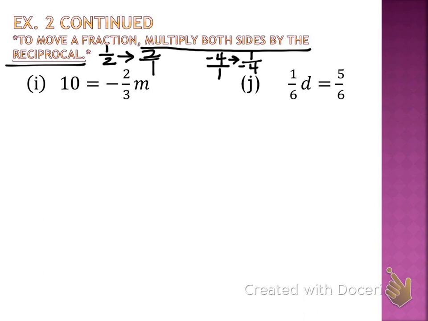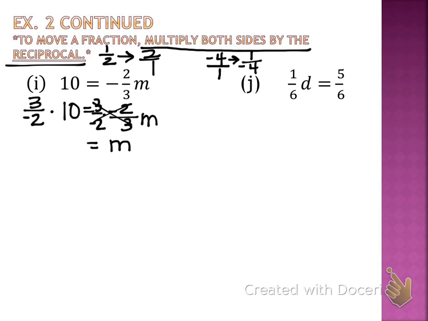Now, if we look at letter I, we have a negative 2/3. So let's assign the negative to either the numerator or the denominator. Isaiah, you want to give it to the numerator or you want to give it to the denominator? Numerator. So you're saying negative 2/3 times m. Okay, so if we're going to multiply both sides by the reciprocal, Isaiah, what's the reciprocal? 3 divided by negative 2. So we're going to multiply both sides by 3 divided by negative 2. Now over here, it still should cancel to equal 1. A number times its reciprocal still equals 1. So it cancels out.